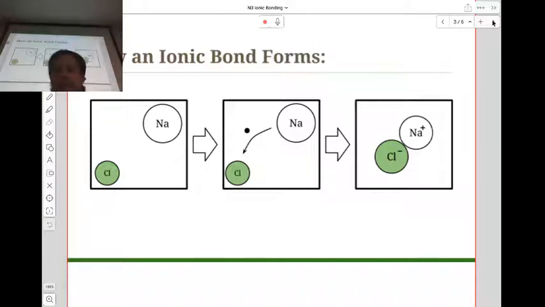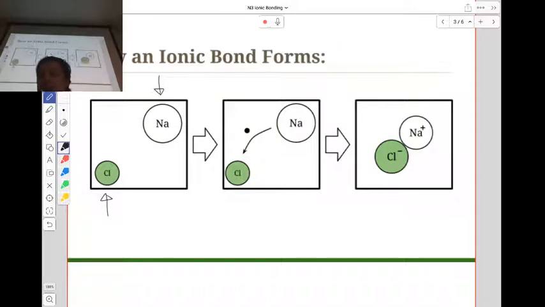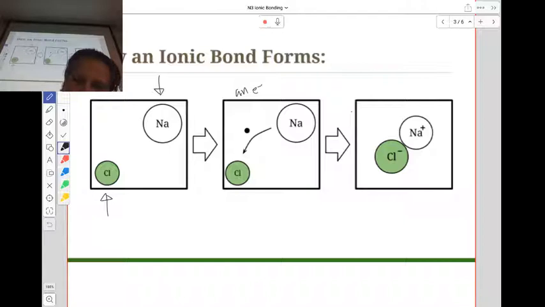So here I have a sodium atom, and here I have my chlorine atom. And as they get closer and closer to one another, the chlorine atom has a strong enough desire to have an electron that it removes it from the sodium atom. That's what this is. This is an electron being removed.